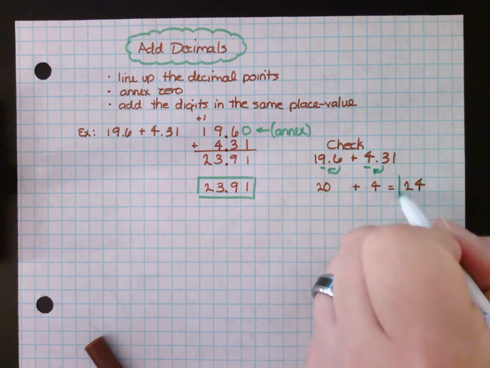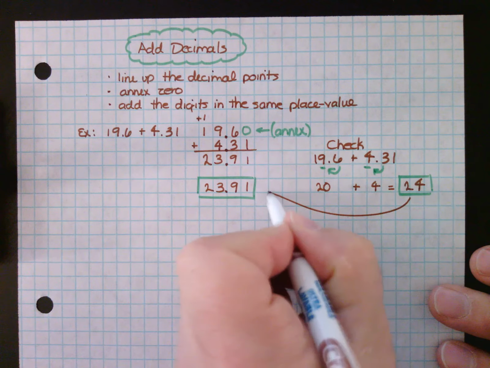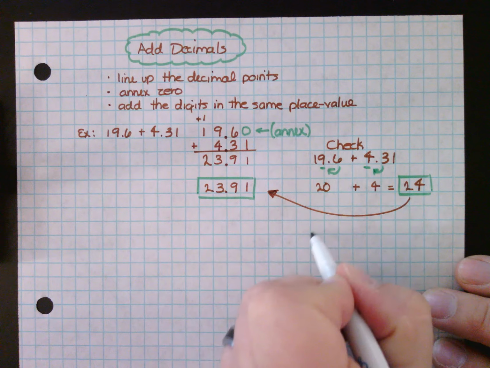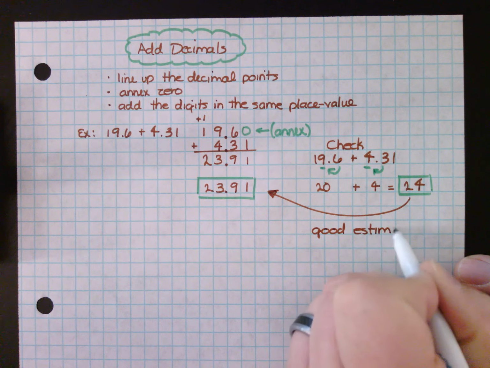And 24 is an estimate and is approximately equal to 23.91. So this is a good estimate, and so my answer is reasonable.